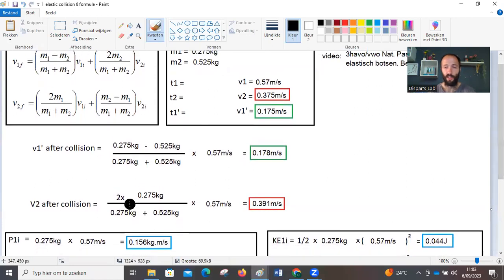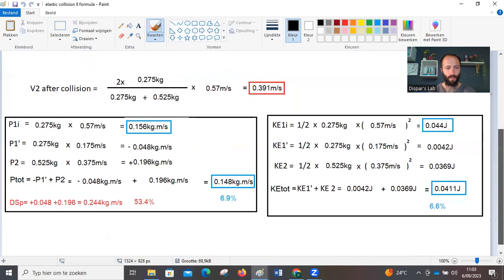The second velocity, the big mass after collision: the prediction is 0.39 meters per second. The result is 0.37 meters per second. So a little bit off, pretty close, 0.37 versus 0.39, not a gigantic difference. Now let's take a look at the momentum.